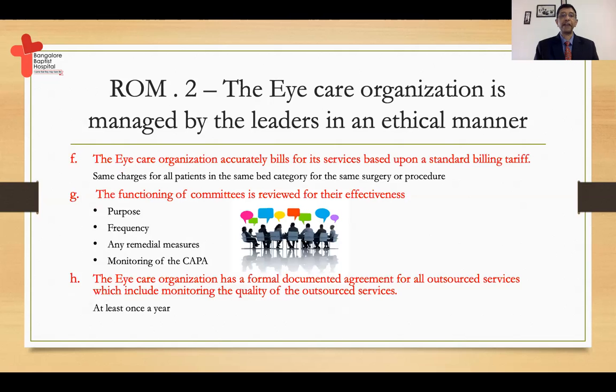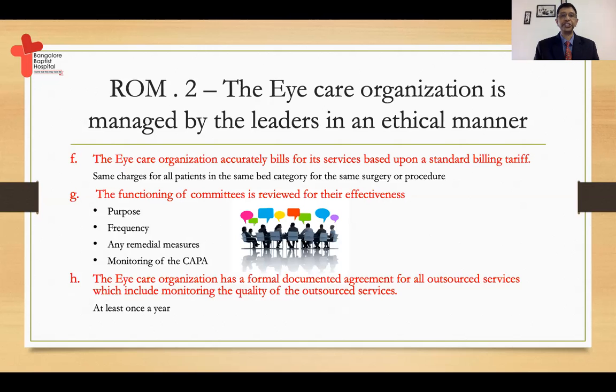ROM 2F. The eye care organization accurately bills for its services based upon a standard billing tariff. There must be the same charge for all patients in the same bed category for the same surgery or procedure.